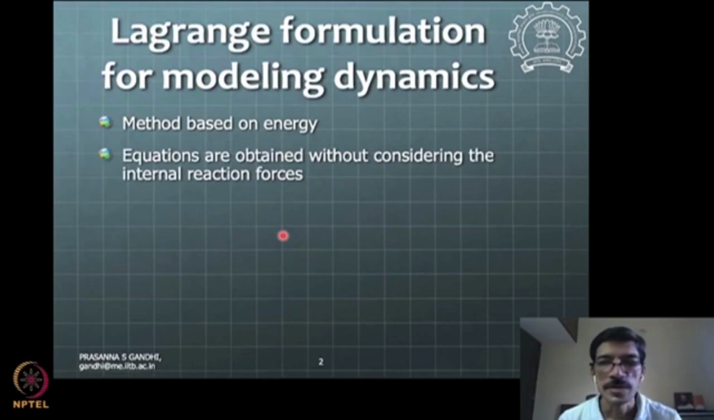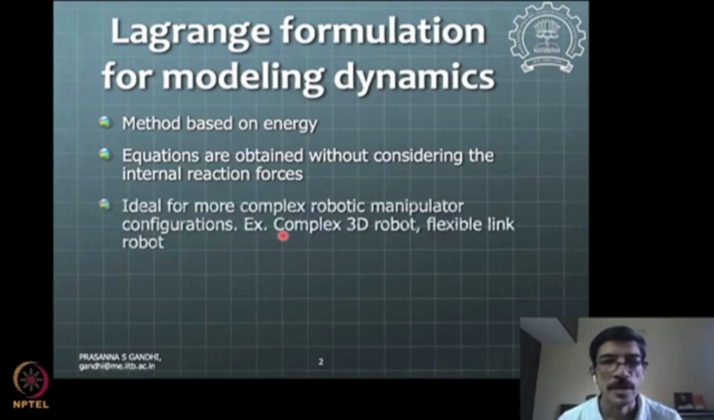So internal reaction forces are not to be considered during this formulation. That is what is important to see. And then this becomes a very good tool for many different complex mechanical systems, typically like complex 3D robot dynamics with multiple links connected together. In fact, it can be applied to flexible robotic systems as well, although we will not have it in the scope of this class, but flexible robots also can be modeled by using the Lagrangian formulation.